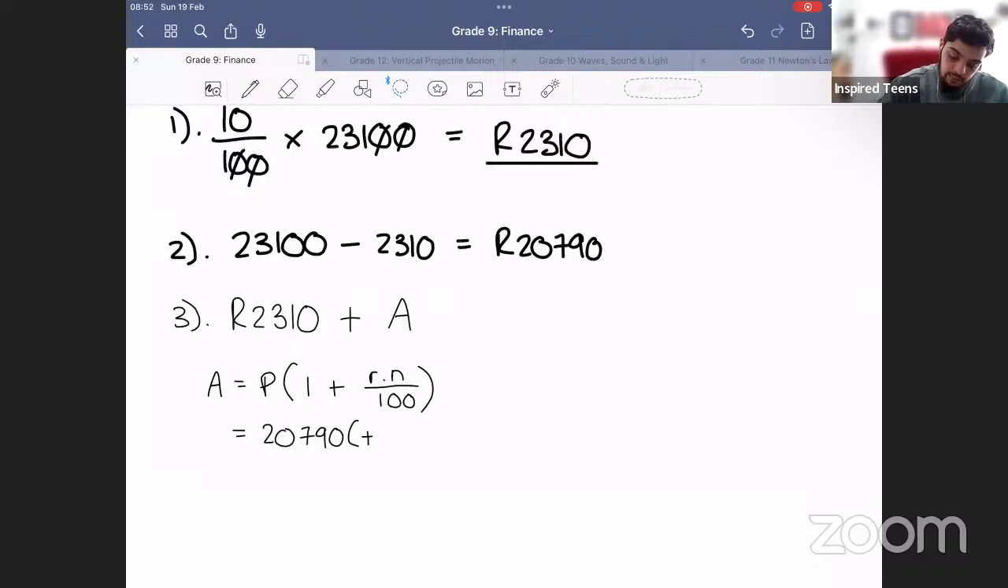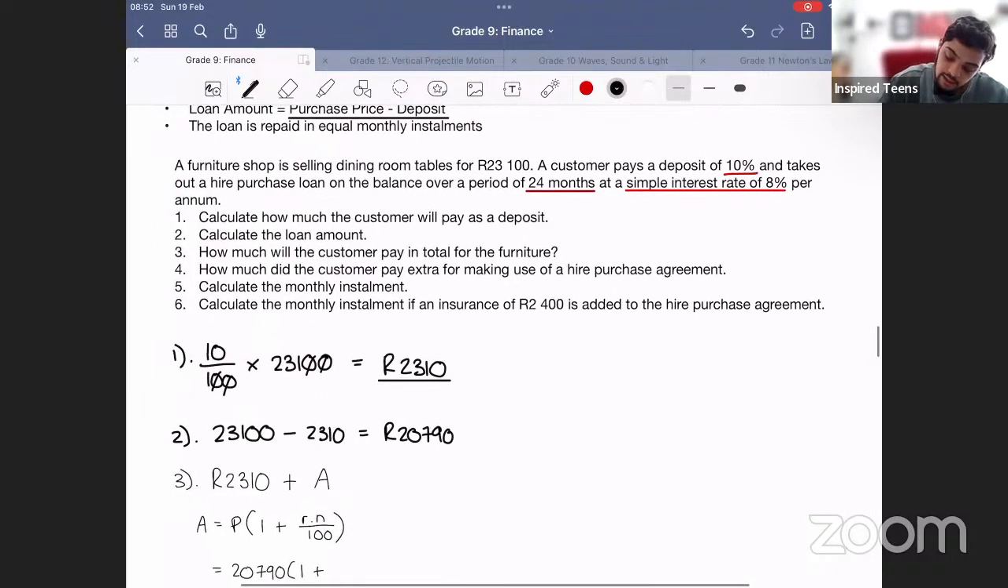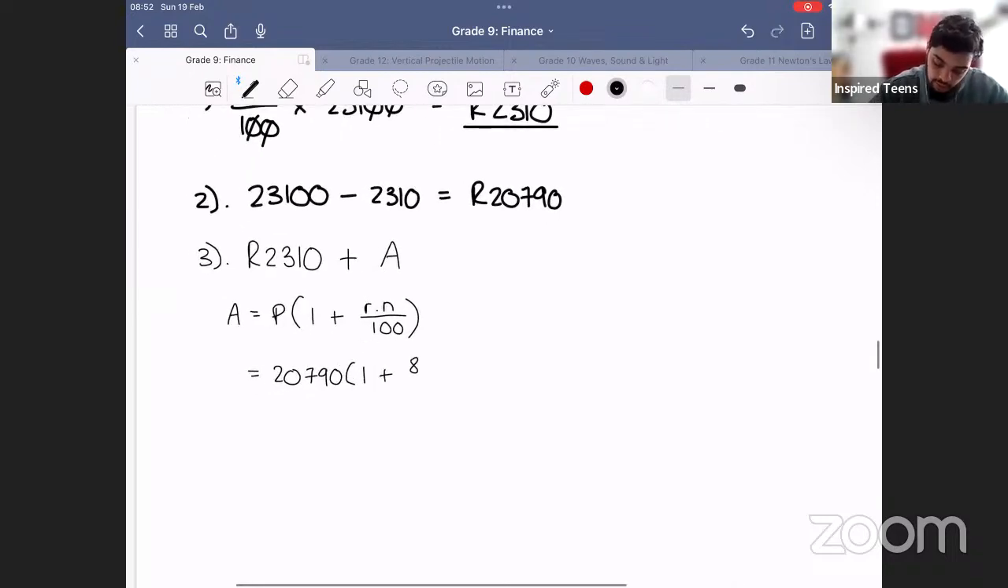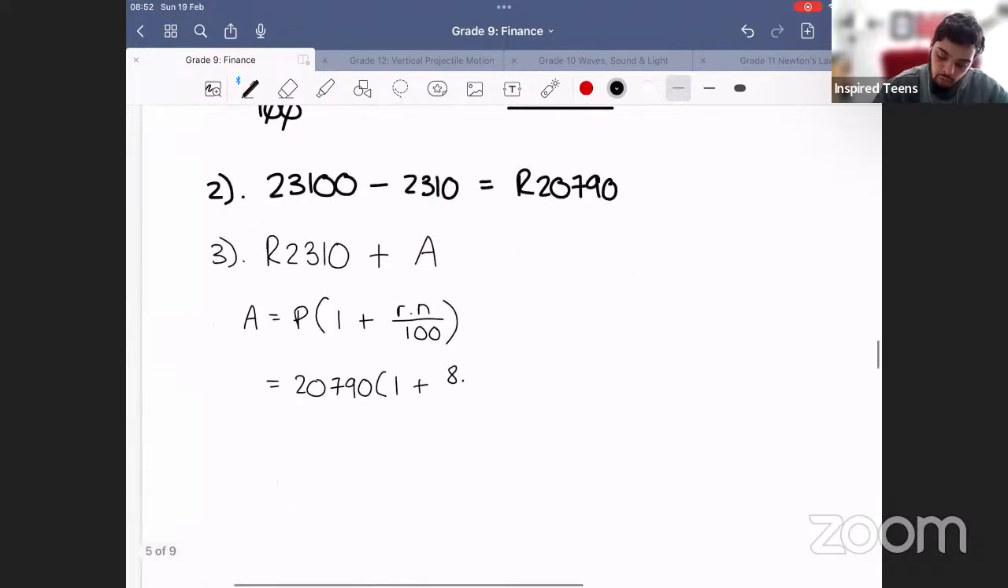Times 1 plus R. They gave us the simple interest rate, 8%. So the interest rate is 8%. I'm just going to put 8 times the number of years. It's 24 months, which is 2 years. Don't make the mistake of putting 24. 2 over 100.